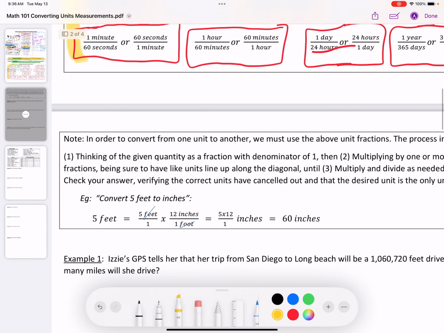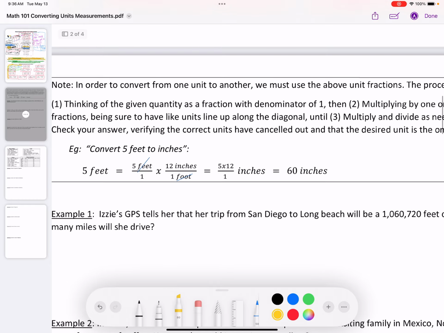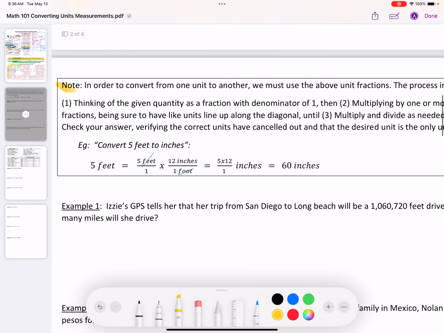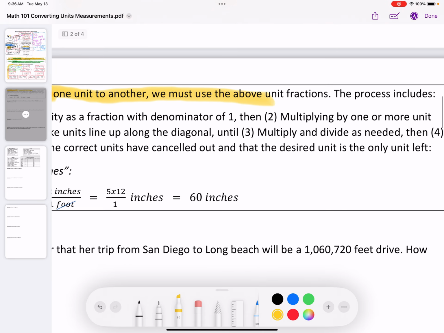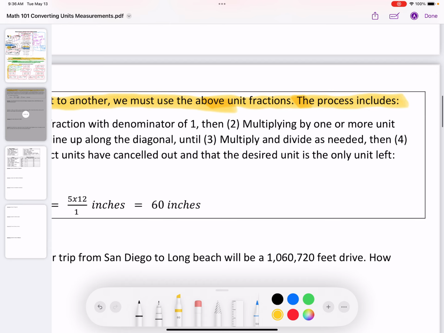So I just wanted to point out that there will be conversions where we have to use more than one conversion rate or more than one unit fraction. So anyway, we're going to get down to how you do this with those unit fractions. What do those have to do with anything? Why do I need to involve fractions? I hate fractions. No, most people say that. In order to convert from one unit to another, we must use the above unit fractions, the ones in the second box where we took the conversions and made them fractions.